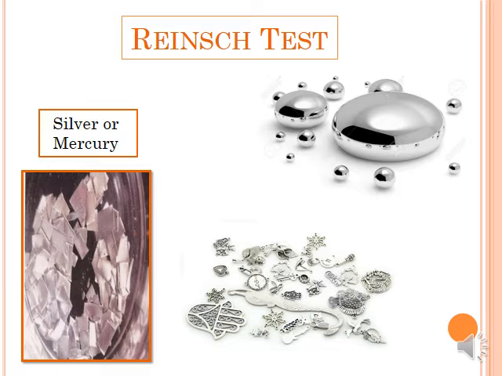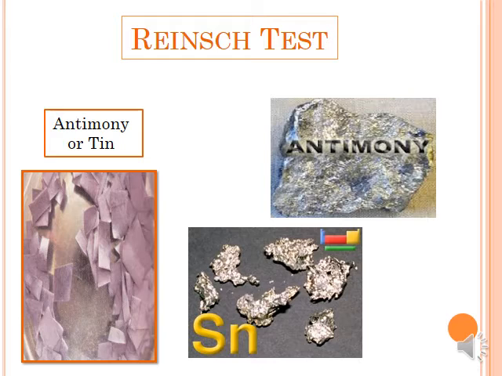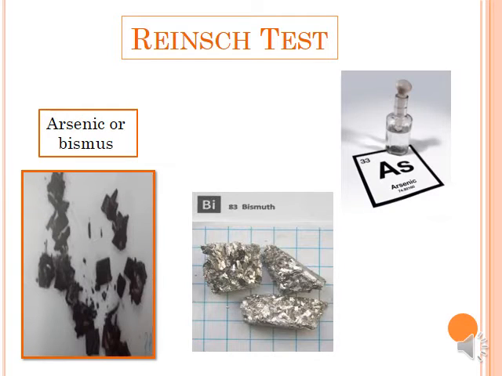So, again, if the foil has a mirror-like appearance, it may be silver or mercury. If it is violet, it may be antimony or tin. If it is black, it is arsenic or bismuth.